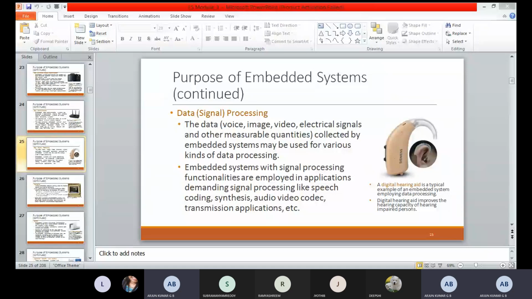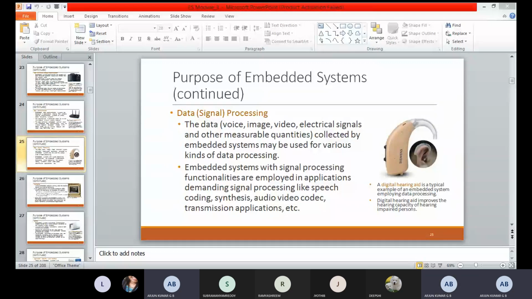The data can be processed in different ways. Embedded systems with signal processing functionalities are employed in applications demanding signal processing, like speech coding, audio, video codec, and transmission applications. We can process the data in different ways, like speech coding, audio video codec, and transmission application.